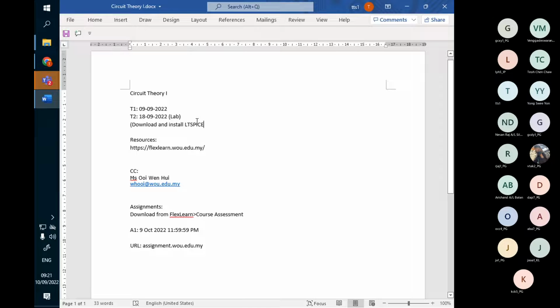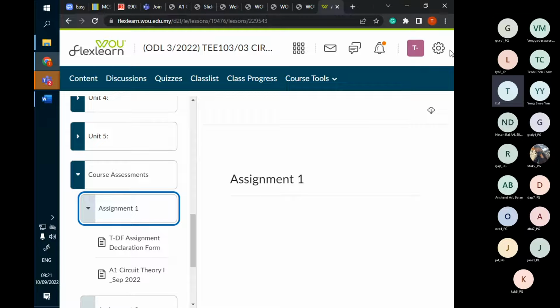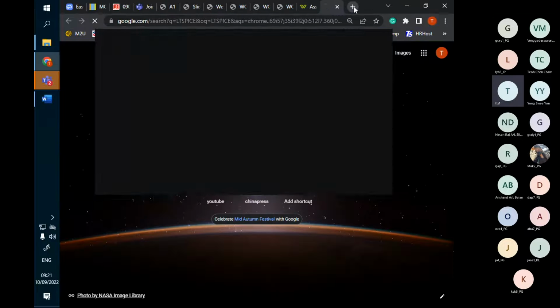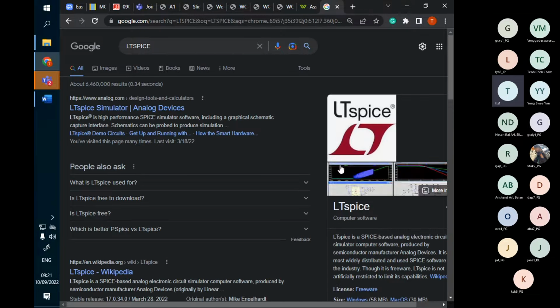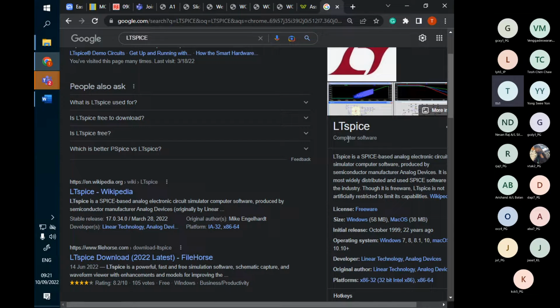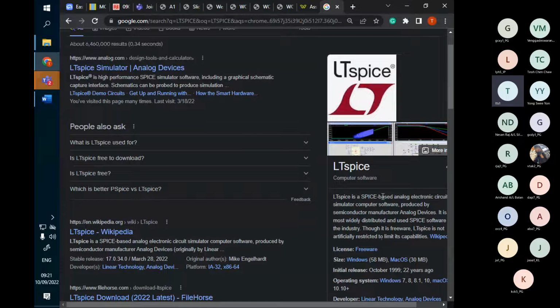LT Spice. Let me show you what it looks like. It's free software. You just download it and install it on your PC. It's quite a small one, less than 100 megabytes. Yeah, 58 megabytes. But the installation process will take quite a while, probably about 30 minutes to install all the files.